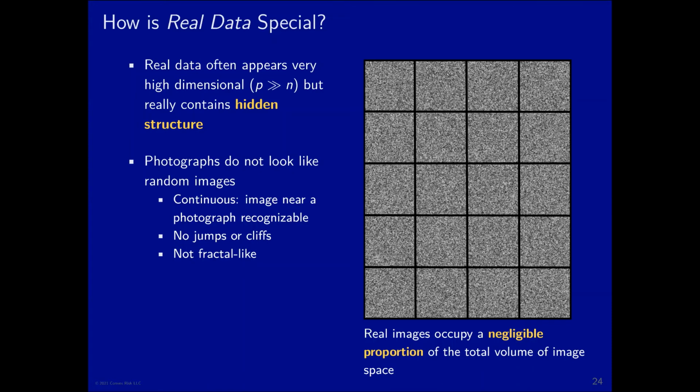Photographs are a good example. If you imagine a photograph that's 1,000 pixels by 1,000 pixels, even if it's just black and white, it's a million data points. There's an unimaginably enormous number of potential images that you could make. But a photograph is not a random image.